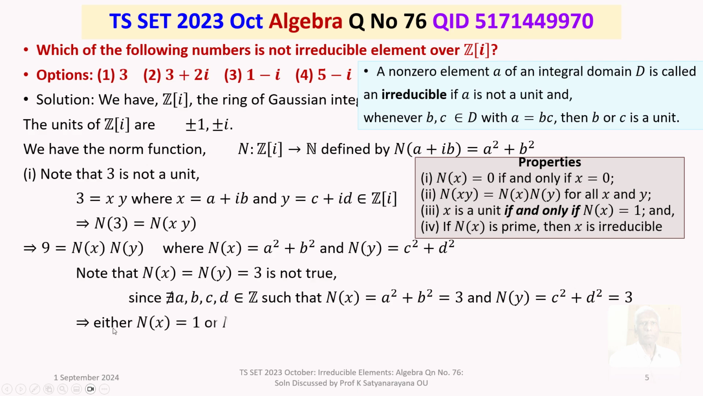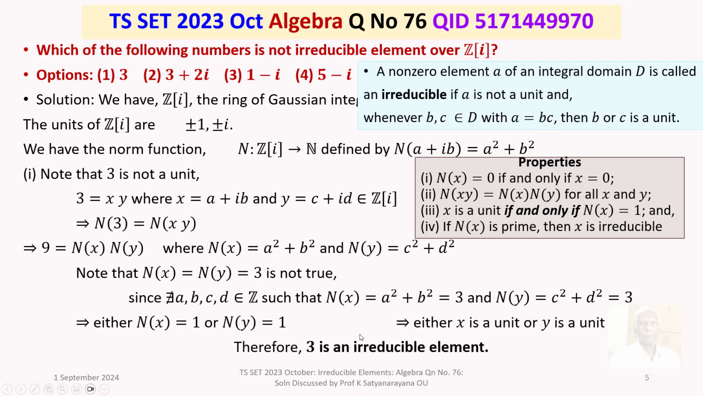This implies either n of x is 1 or n of y is 1. Now let us recall another property, property number 4, property number 3: x is a unit if and only if n of x is equal to 1. So either n of x is 1, which means x is a unit, or y is a unit. So when 3 is a product of x and y, either x or y is a unit. Therefore, by this definition, it is irreducible.